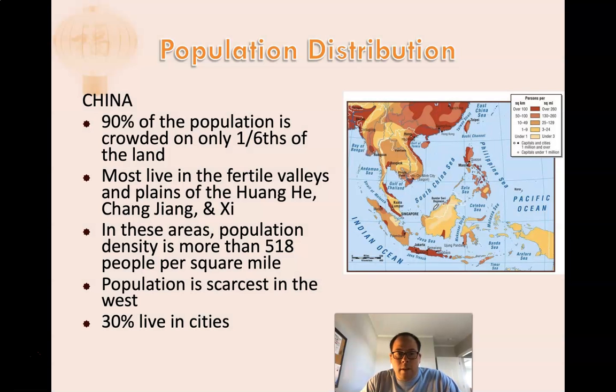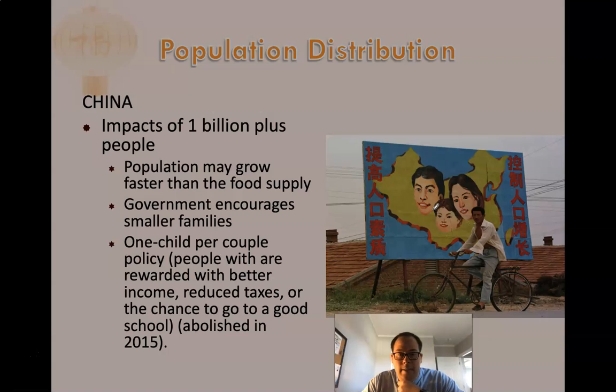90% of the population is crowded on only one-sixth of the land. Remember, there's desert in all of these different regions. Most live in the fertile valleys and plains along the Huanghe, Changjiang, and Xi rivers. In these areas, population density is more than 518 people per square mile, and the population is scarcest in the west, with about 30% of people living in cities.